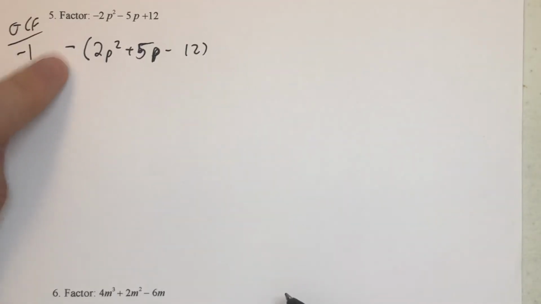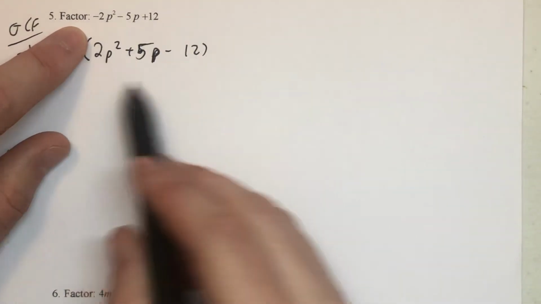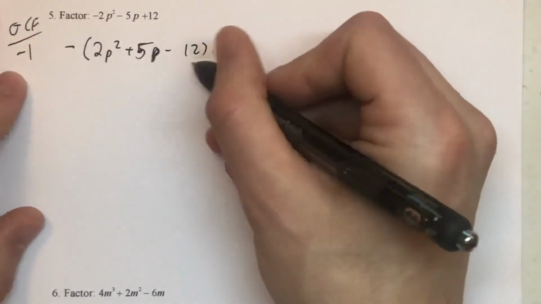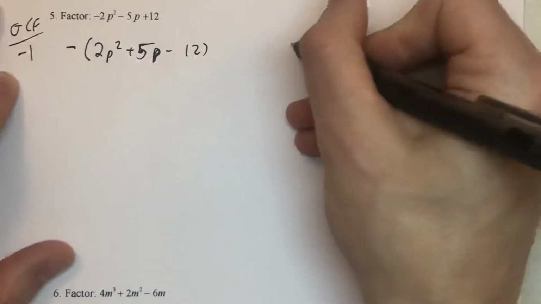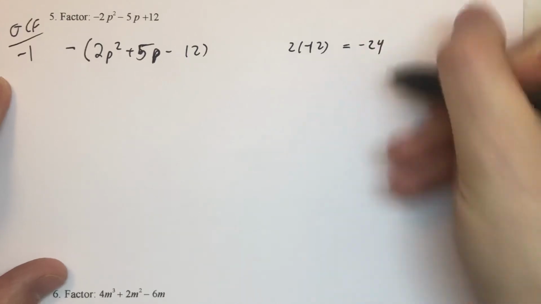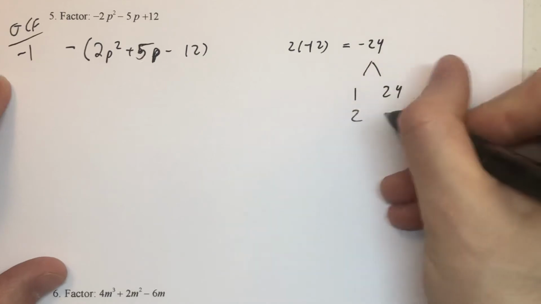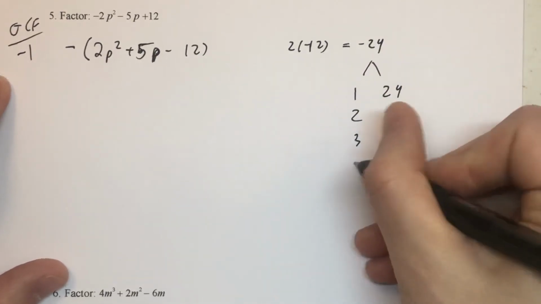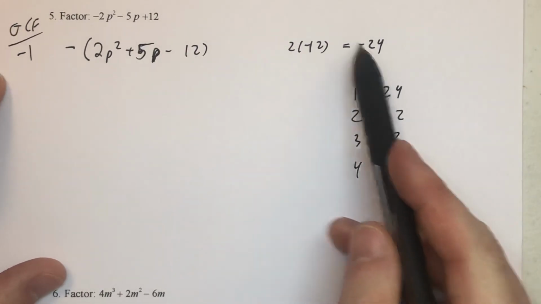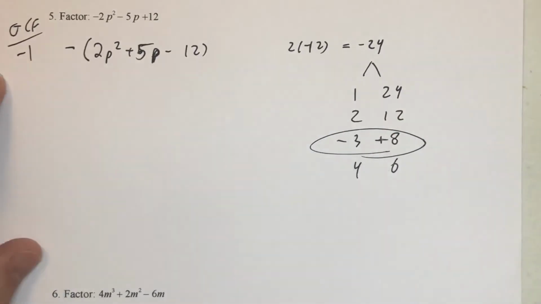So keep in mind now, this negative has been factored out, and this is now the polynomial you are working with. This will be the thing we do the bottoms up on. So just ignore that thing up there. So going over to the bottoms up approach, we need 2 times negative 12. So negative 24. We need factors of negative 24: 1 and 24, 2 and 12, 3 and 8, 4 and 6. But we want the factors that multiply to a negative 24 and add to this positive 5. So negative 3 and positive 8.